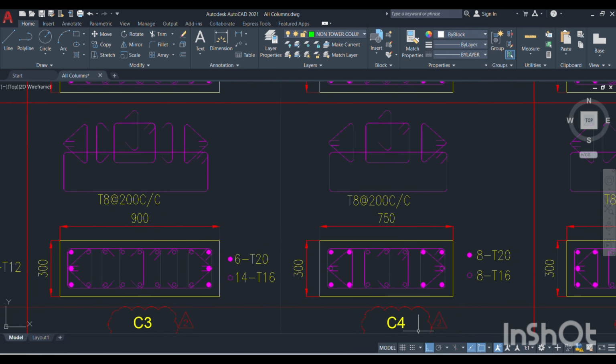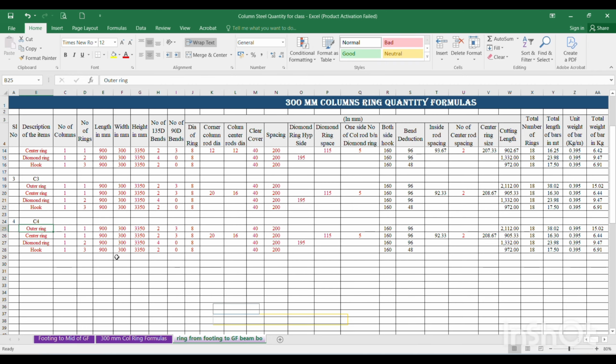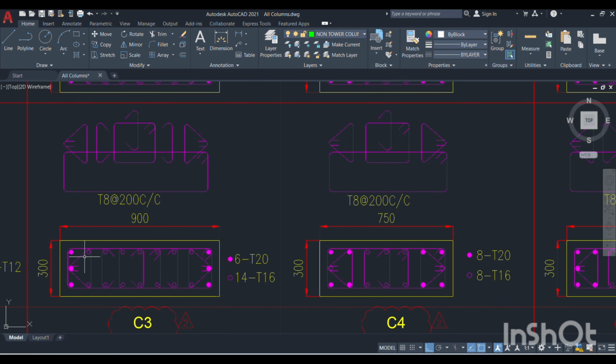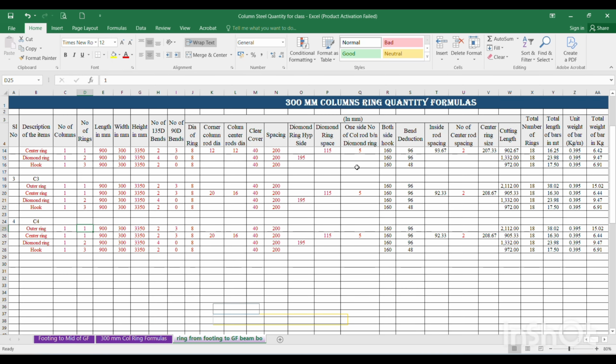Then as per this C4, go to this column. The number of columns is the same, and the number of column rings, as per this, how many column rings are there? 1 outer ring, 2 diamond rings, 1 center ring, and 1 hook. Okay, keep it: 1 outer ring, 1 center ring, 2 diamond rings, and 1 hook. So this has to be changed. And what is the column size over here? 750 by 300. Change it to 750, and all these 750 you change.